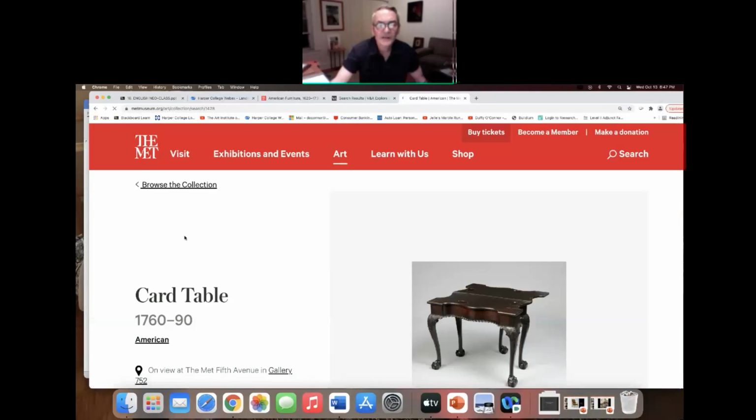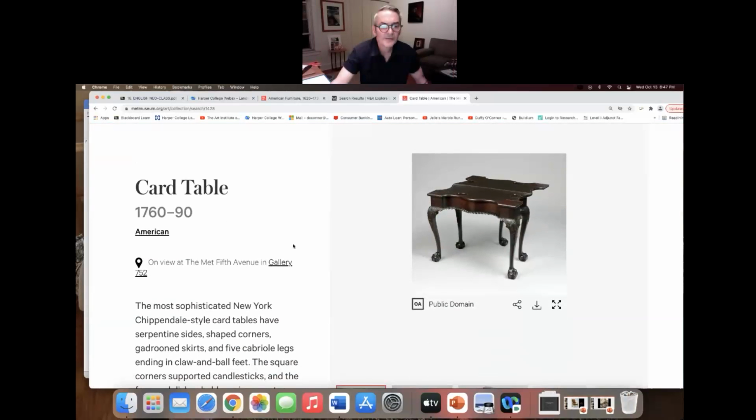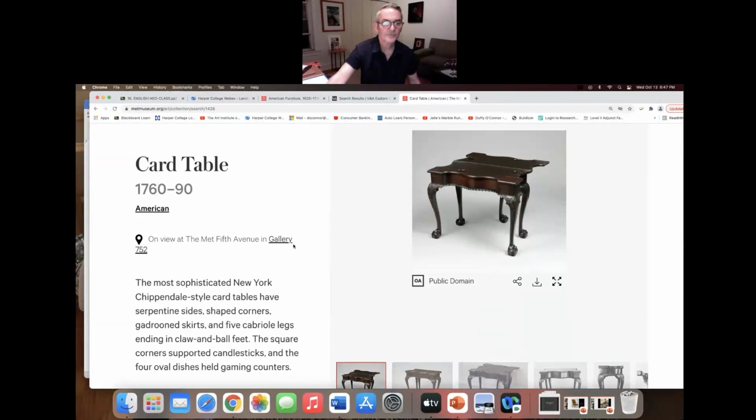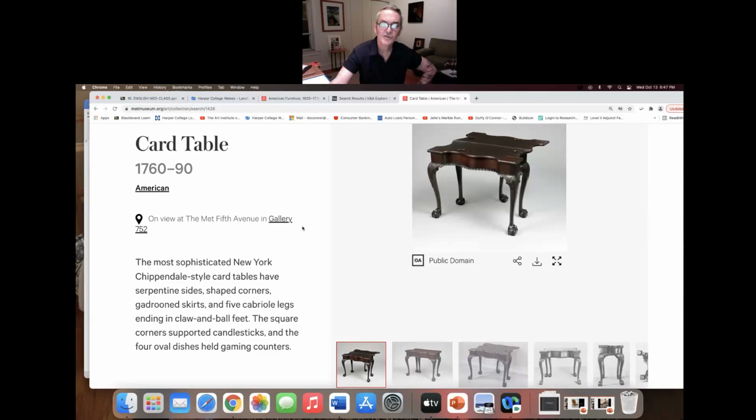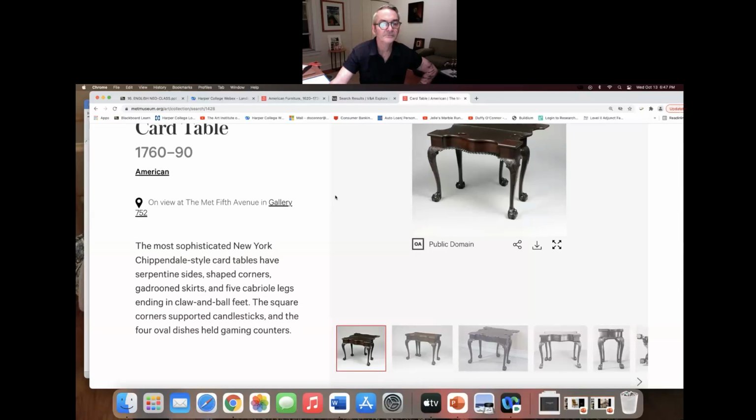So I want to have a look at this one last card table. Most sophisticated New York Chippendale style card tables have serpentine sides, shaped corners, gadrooned skirts, which is that little detail on the bottom, five cabriole legs, ending in a claw and ball foot.